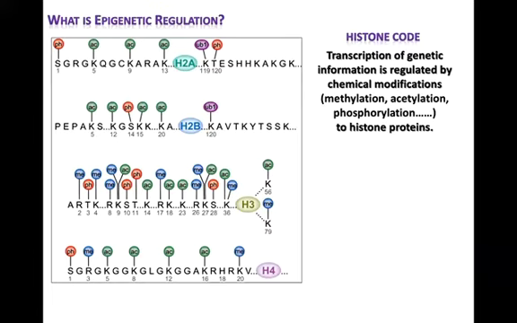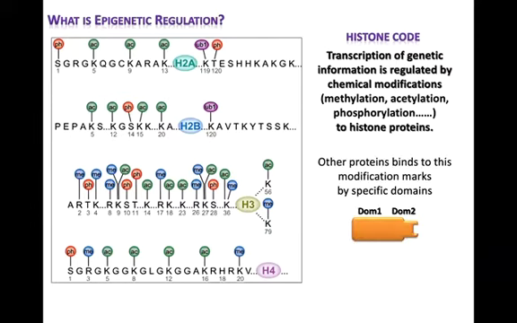So transcription of this genetic information can be regulated by chemical modification, as we said, methylation, acetylation, phosphorylation of histone proteins. Now the consequence of these modifications: other proteins, when they recognize a specific modification, will bind to it. For example, you can see a single protein in the nucleus that has two domains.